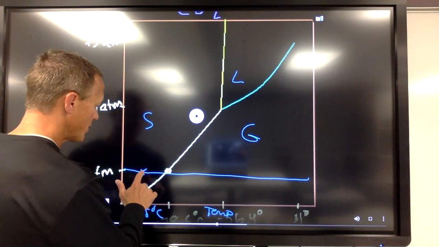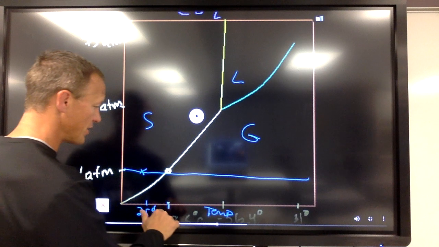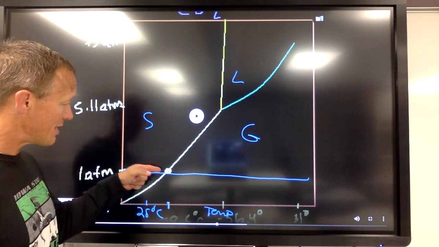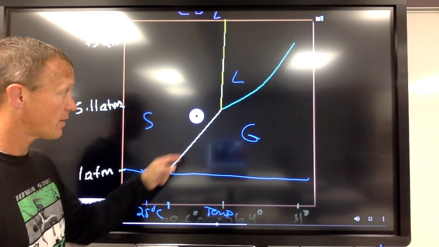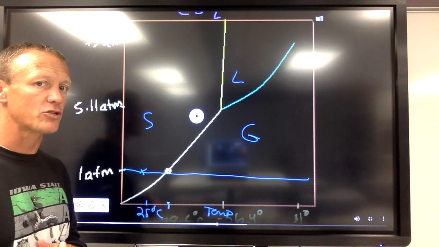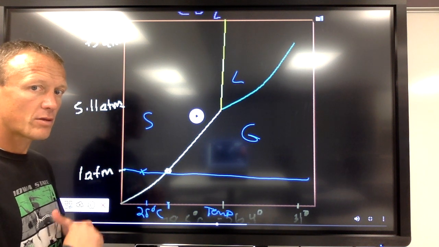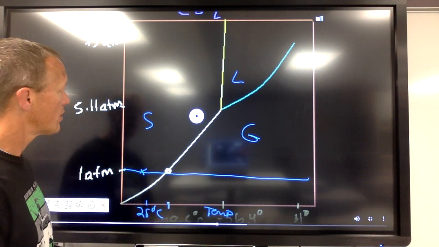As we start to heat it and we get to this temperature, let's say this temperature right here is 50 degrees Celsius. Once it gets to 50, it will go directly from a solid to a gas. It'd be really weird for a substance like this, but things that are gases normally are like this. They're probably gas when they get hot enough.